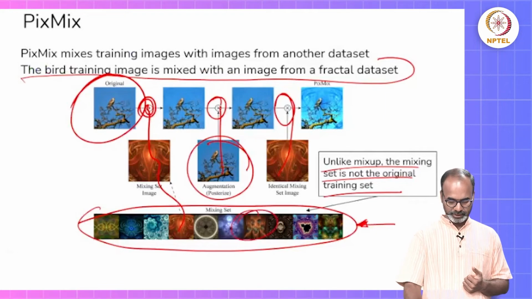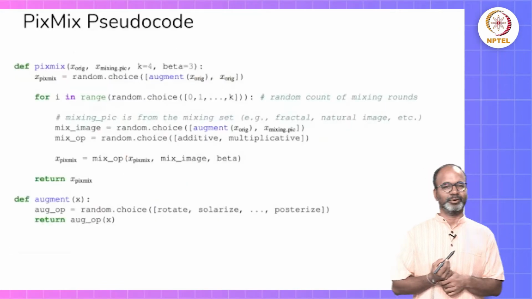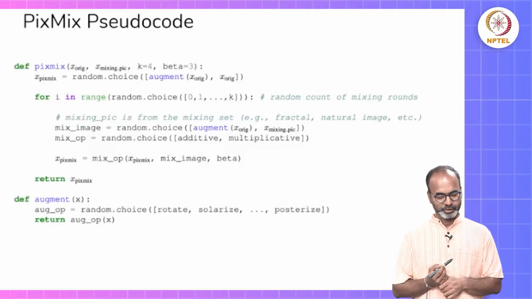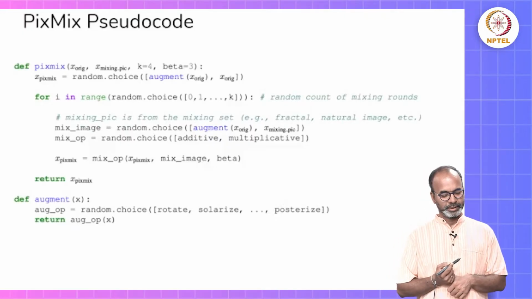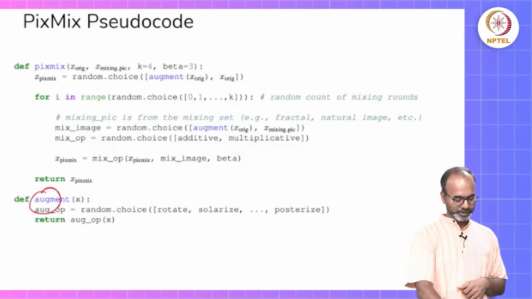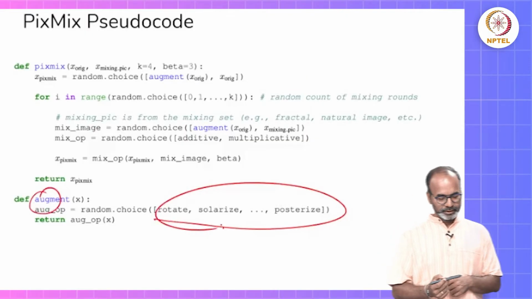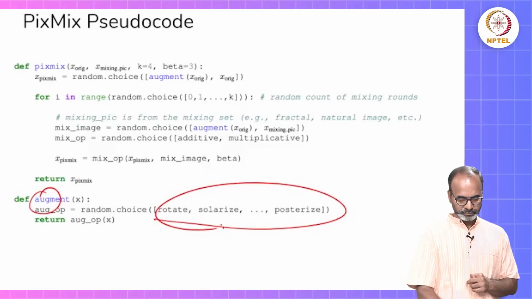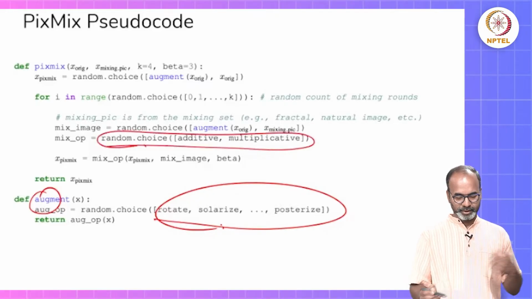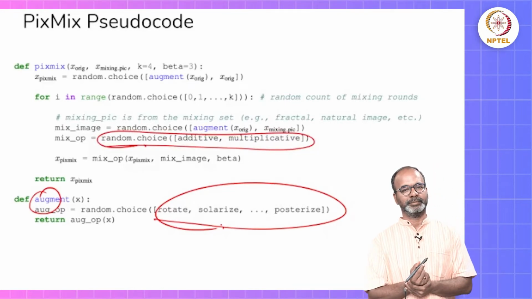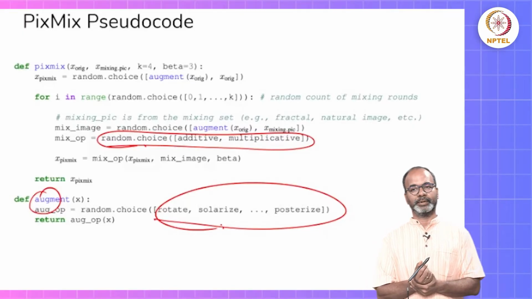This is a different set. As I said, here is some Python code that could be used for playing around, which is the idea of augment that we said, a randomized choice from these methods, and Mixup, random choice, additive, multiplicative. Again, all these things that we saw until now are available here in terms of code that one can play with.